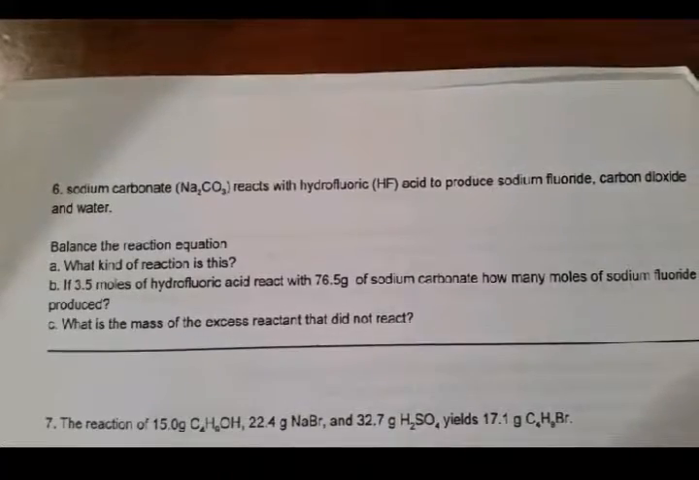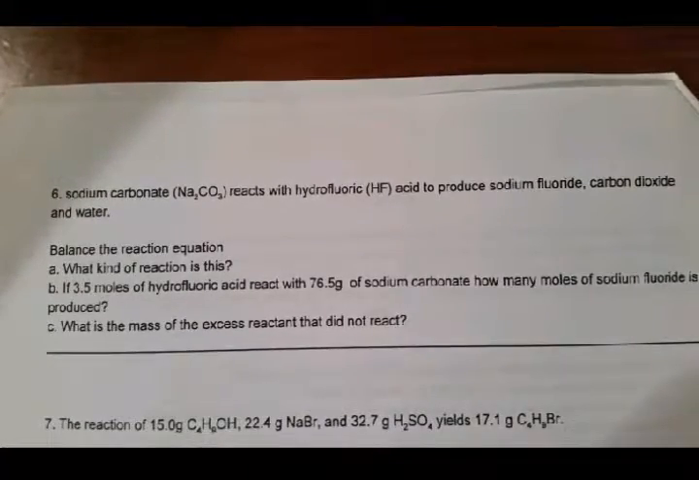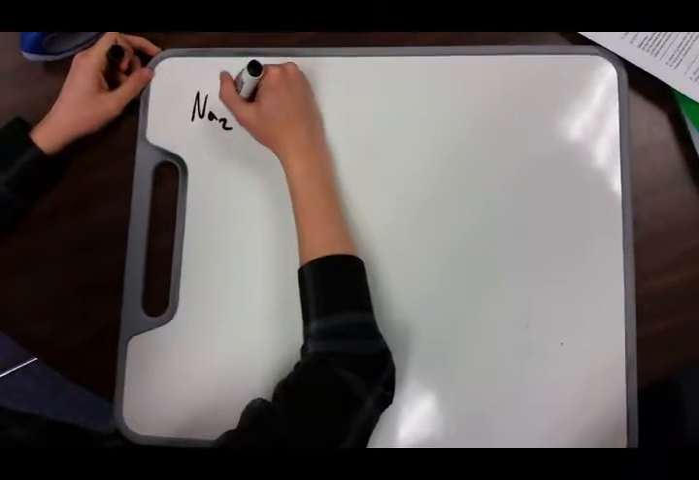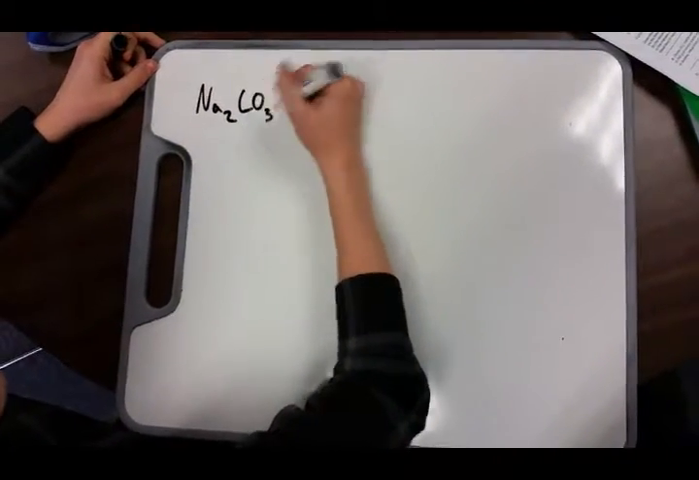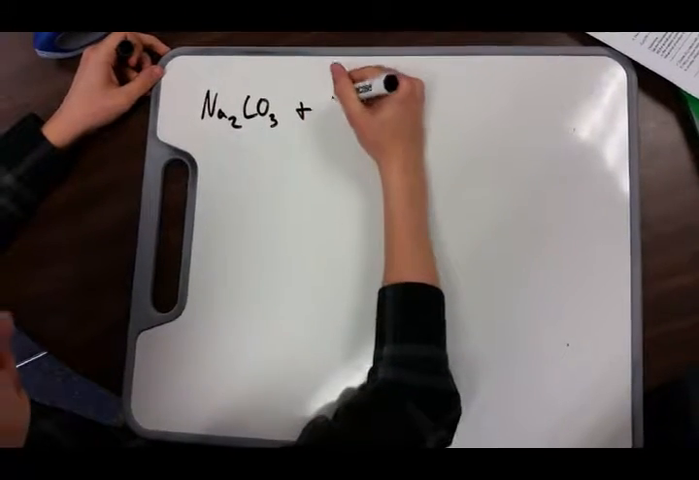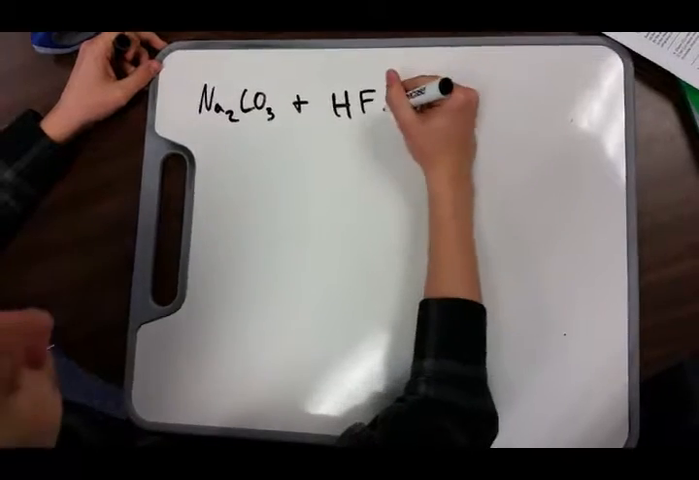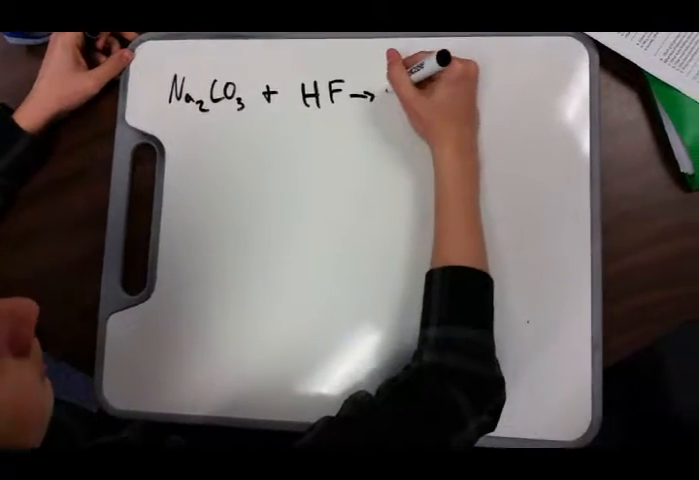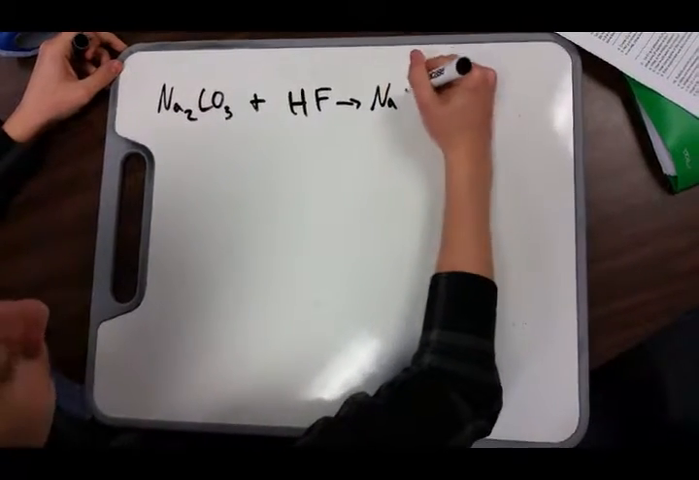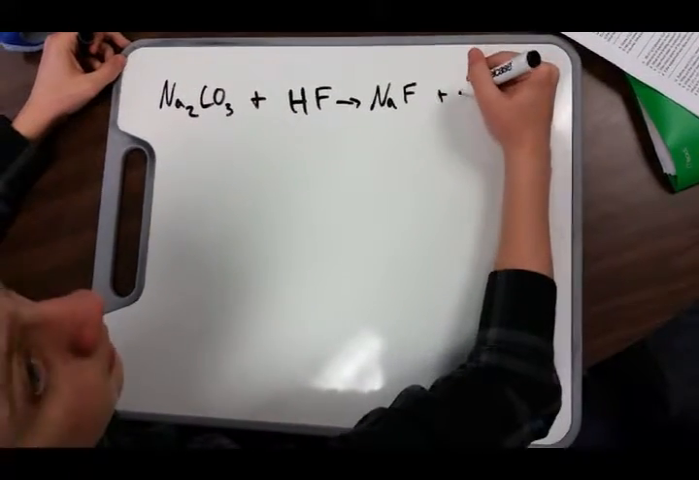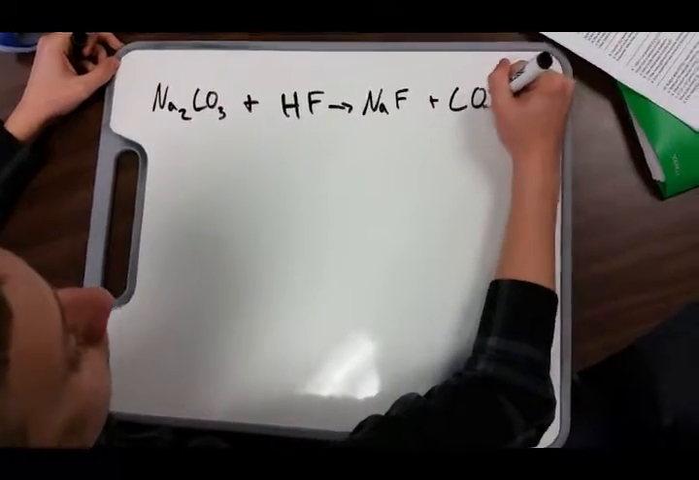Today, Connor and I will be teaching you how to do number 6 in your chemistry packet. The first thing we want to do is set up our chemical equation. So we have our sodium carbonate and our hydrofluoric acid on the left of the equation, and they produce sodium fluoride, carbon dioxide, and water.